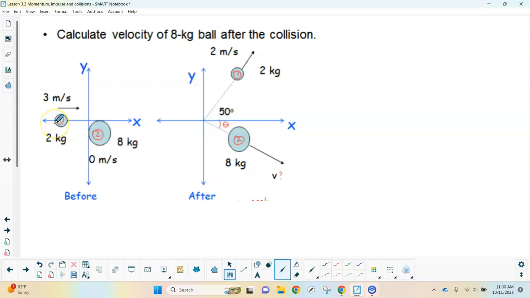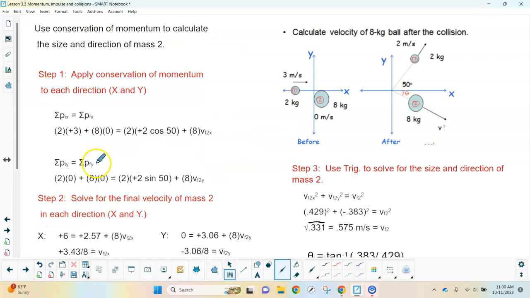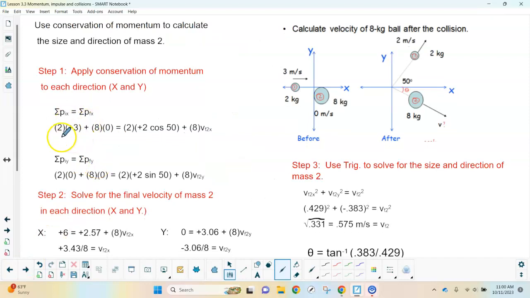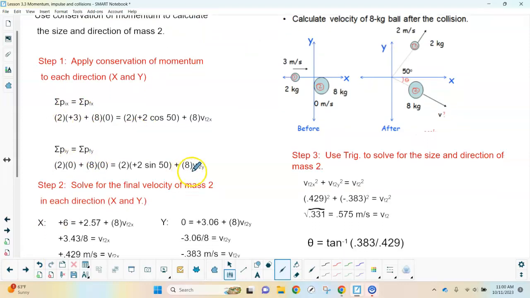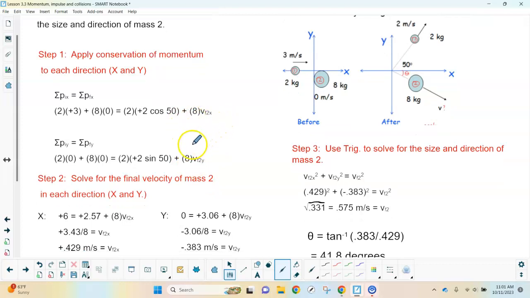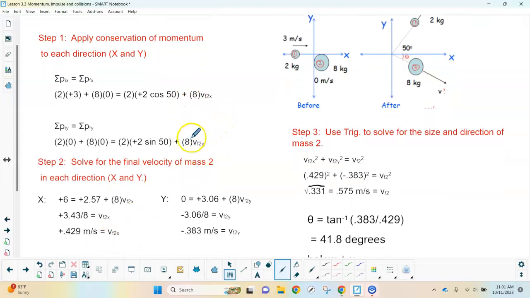So this one, ball 1 runs into ball 2. Ball 1 scatters at an angle of 50 degrees. Ball 2, we're not sure about the angle it scatters at or the velocity, and it tells you information about the initial mass and velocity for each piece. So again, we're going to use conservation of momentum. I did it in the x direction and the y direction. You have two unknowns, so you're going to solve for each of those velocities. So in the x one, you get 0.429 for the final velocity in the x for the 8 kilogram object.